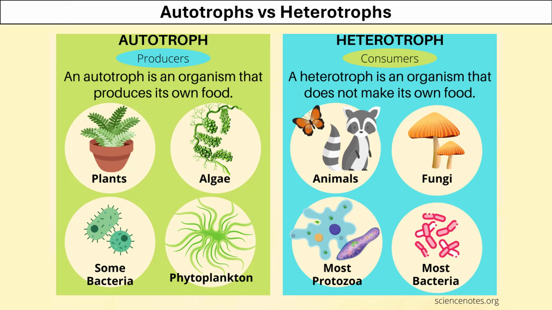There are two main categories of living organisms around us: autotrophs and heterotrophs. Autotrophs are the organisms that can produce their own food. For example, plants, algae, bacteria, and some phytoplanktons. You must have noticed that they all are green in color. And there are heterotrophs, which are the organisms that do not produce their own food and they have to take food from outside. For example, animals, fungi, protozoans, and some bacteria.